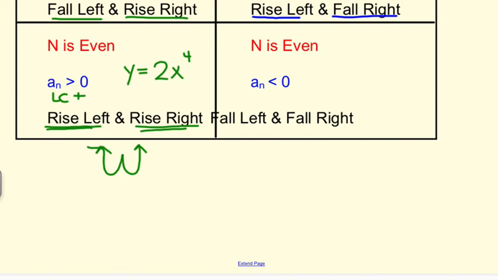Last example, my degree is even, but my leading coefficient is a negative. So we have something like this, y equals negative 5x to the 2nd. It's going to fall on the left and fall on the right. So our leading coefficient is a negative, our degree is an even, so it'll be like a parabola. So that's some examples for you.